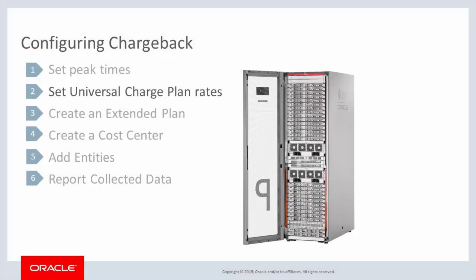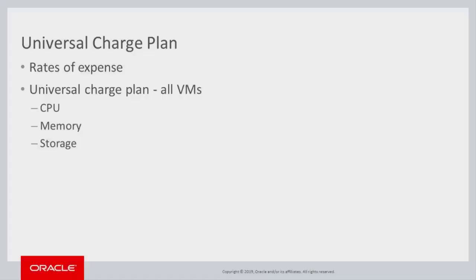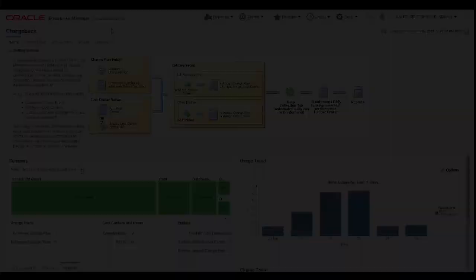In this segment, we discuss and demonstrate setting rates for the Universal Charge Plan. The Universal Charge Plan sets rates for CPU, memory, and storage. You cannot delete or remove the Universal Charge Plan, but you can revise it. These charges apply to every VM or server configured into a charge plan. Now, let's see how to create a revision of the Universal Charge Plan.